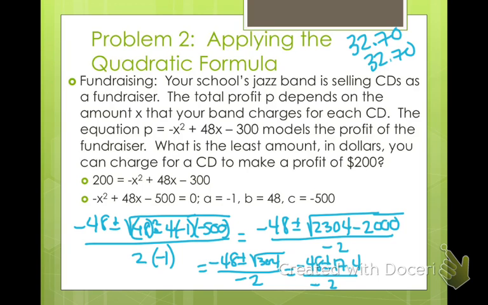That's weird. We should have two different answers. Hold on a moment. Okay, I found my error. The first time I hit the minus button instead of the plus button, so it's $15.30. So you need to charge at least $15.30 in order to make a $200 profit off of your CDs.